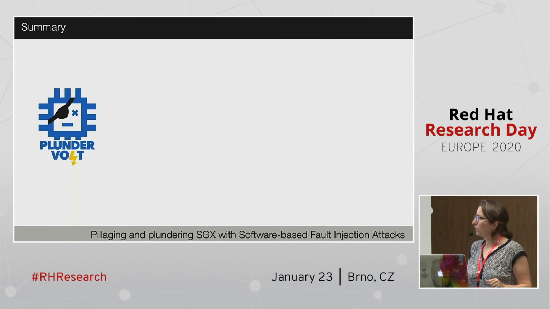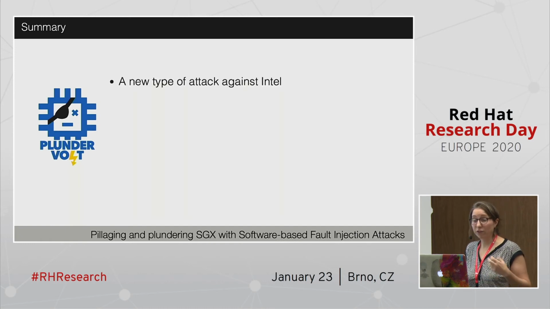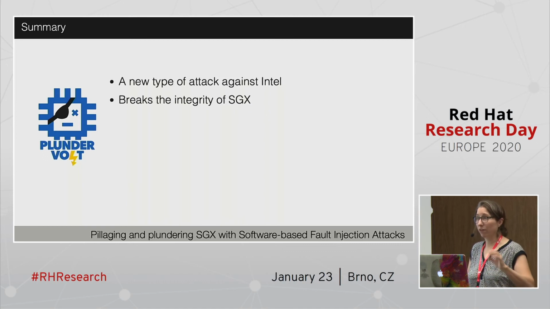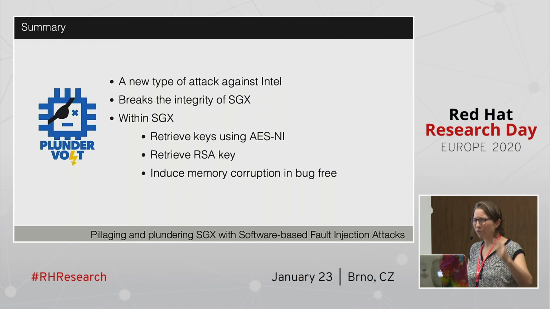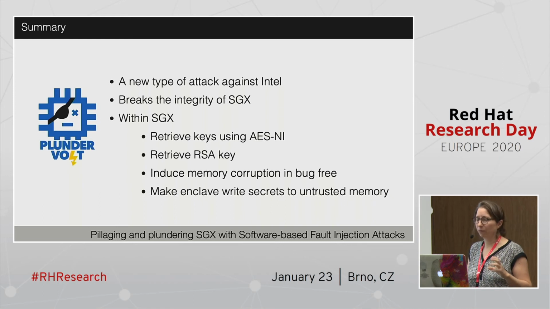So, to summarize what Plundervolt does, it's a new type of attack against Intel chips. It breaks the integrity of SGX. And within SGX, we've found an AES key. We've found an RSA key. We've induced memory corruptions in code that doesn't have any bugs in it. Mind-blowing. And we've made the enclave write some secrets to untrusted memory.